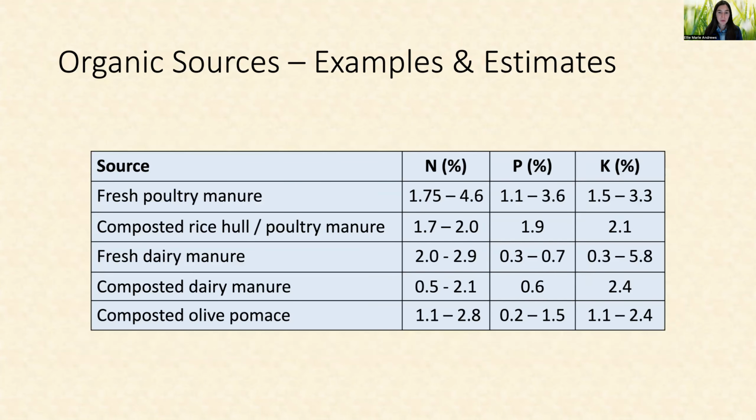Some more examples, we have fresh poultry manure, composted rice hull or poultry manure, fresh dairy manure, composted dairy manure, and composted olive pomace or grape pomace in some cases. So these are all just different sources that you might have access to one way or another. And again, these are really broad estimates, but generally speaking, you're going to see relatively higher nitrogen in fresh dairy manure and poultry manure, definitely. And you might see a little bit higher potassium in composted rice hull, poultry manure, and dairy. So this is just to give you broad ranges of what you might expect.